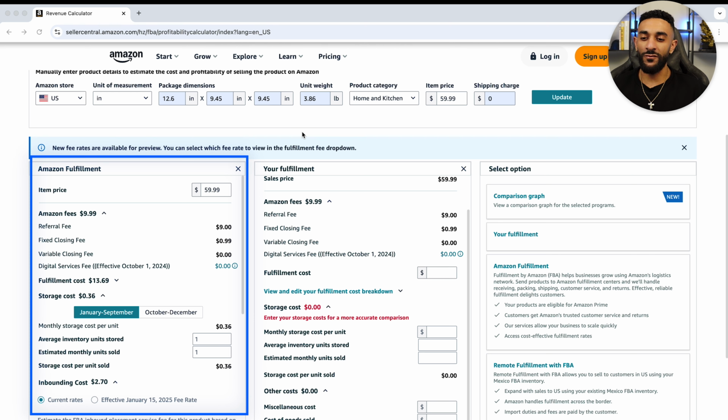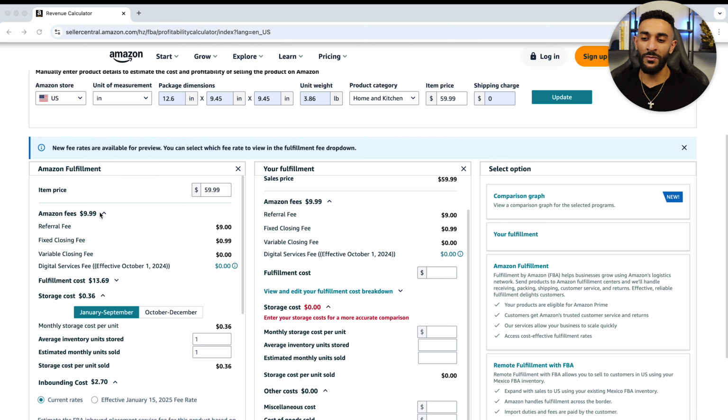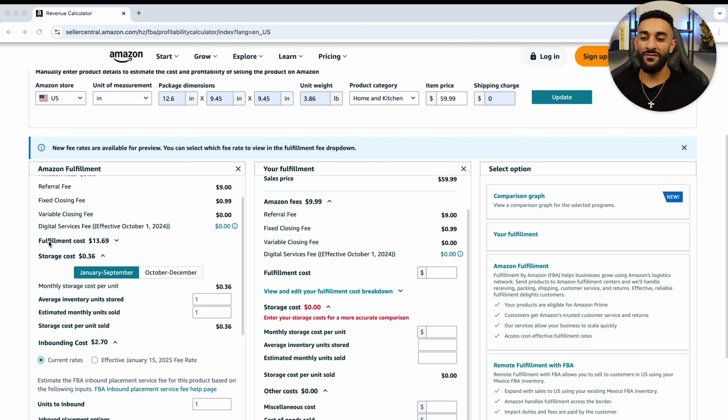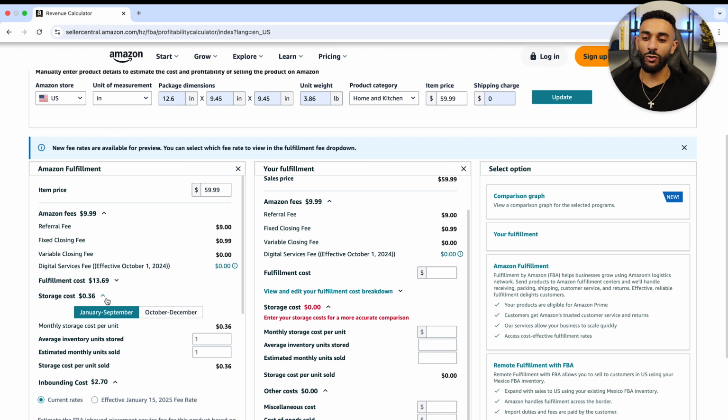Here, Amazon is going to give you a breakdown of your Amazon FBA fees for the product. So we see our Amazon fees, which is $9.99. This is a flat rate fee that all sellers get charged just for utilizing Amazon's platform. And then we have the fulfillment cost and storage cost, which is for Amazon to store all of your inventory, and it's also for them to pick, pack, and ship that order directly to the customer. And this also includes the shipping charge. And keep in mind that the storage cost right here is per unit per month.